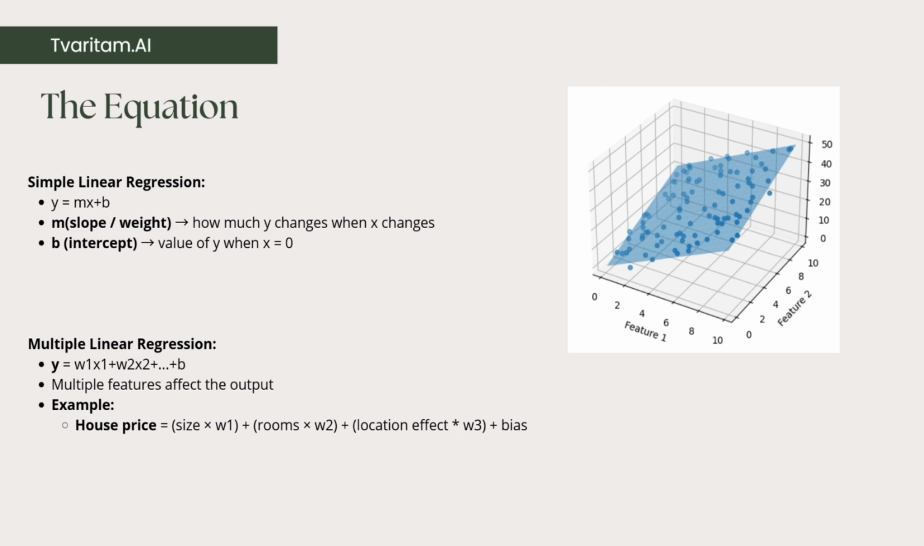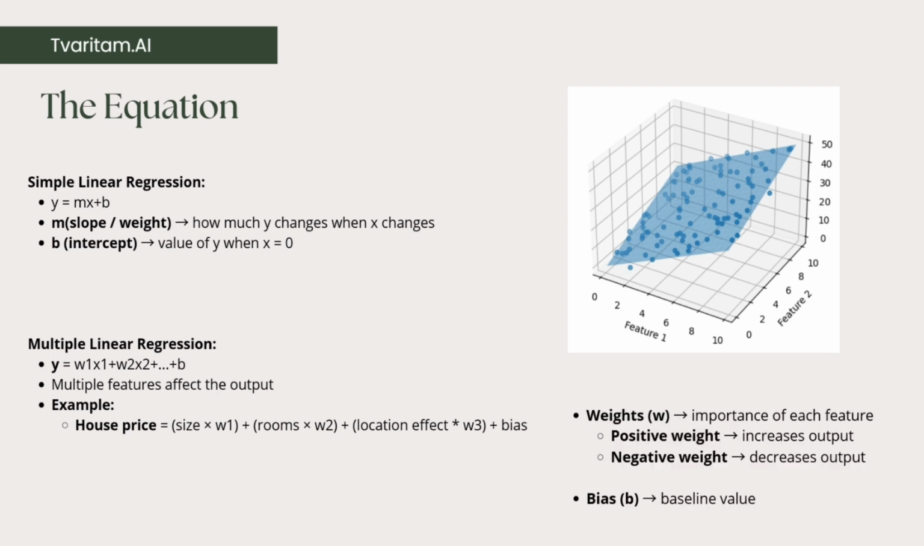For example, if you are predicting house prices, your equation might look like price equals size times weight 1 plus number of rooms times weight 2 plus location effect times weight 3 and then the bias term. So each weight tells you how strongly that feature affects the final price. A positive weight increases the output and a negative weight decreases the output. The magnitude of the weight tells you how strong that effect is, and the bias acts like a baseline value.